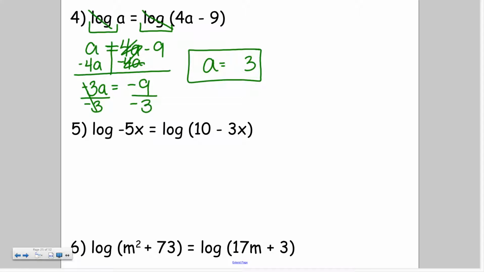All right, the next one, number 5. First thing we're looking at, see if those log bases match. And they do, so we're going to cancel them out. We're left with negative 5x on this side, and then 10 minus 3x on the right side. Now I want to get those x's together, so I'm going to add 3x to both sides.